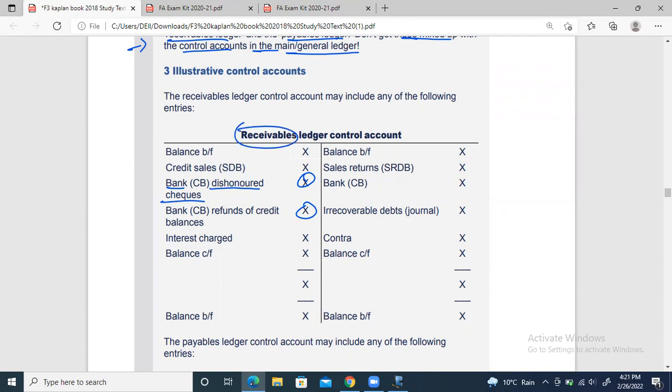Okay. So receivables means that we're talking about receiving payment from the customer. Now, if the customer had paid us, what entry did we make? We debit the cash. We were very happy. Customer has paid, and we credit the receivables. It's a very simple concept.